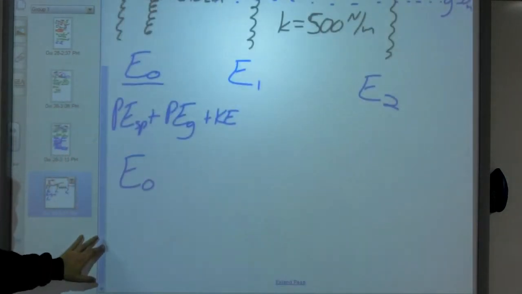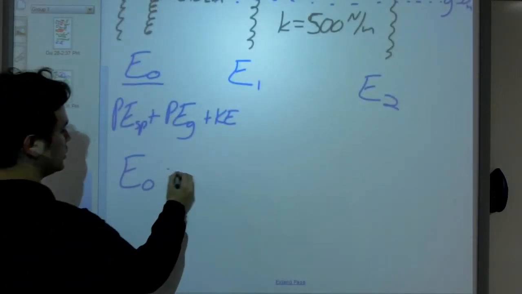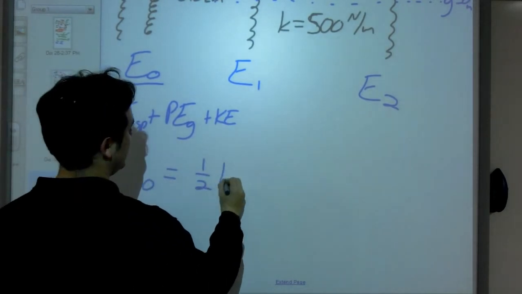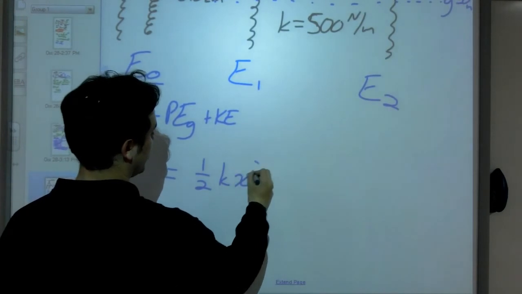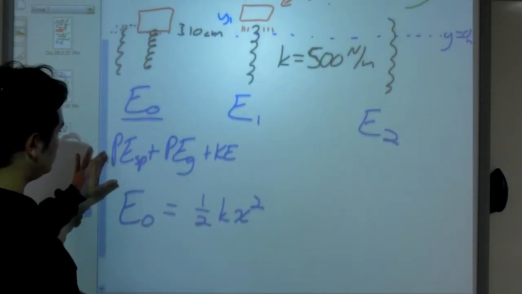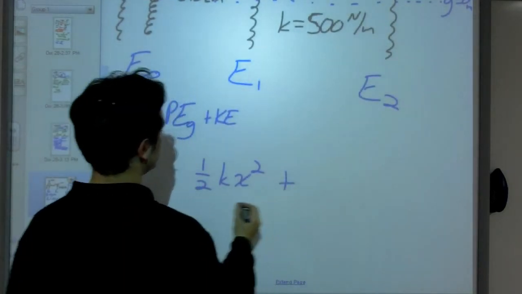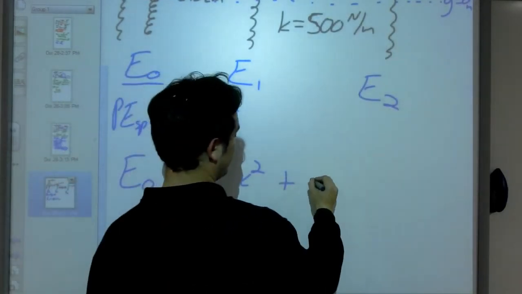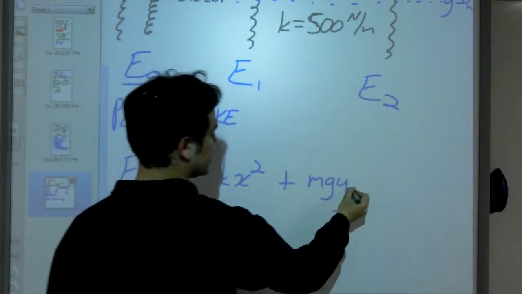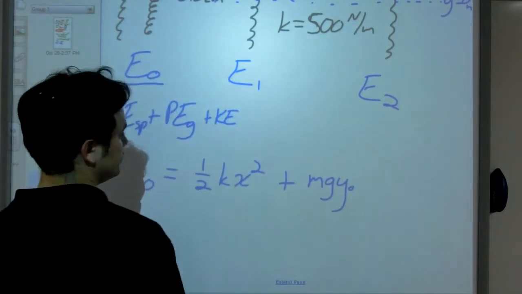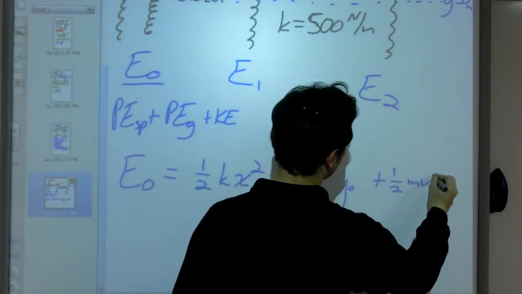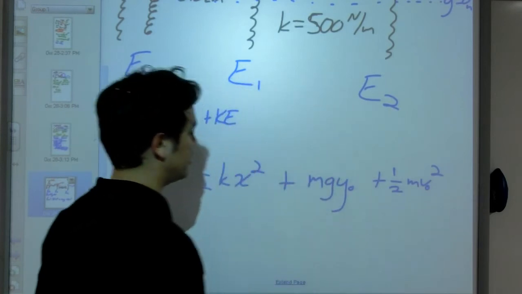All right. So my initial energy is going to be, my potential energy in the spring is 1/2 kx squared, where x is our compression, plus our potential energy due to gravity, which is mgy, in this case y0, plus our kinetic energy, which is 1/2 mv0 squared.